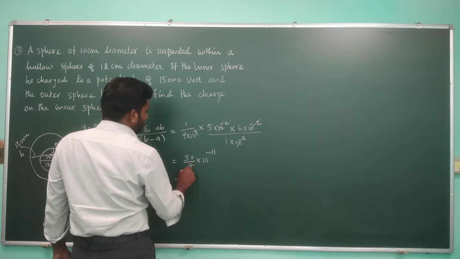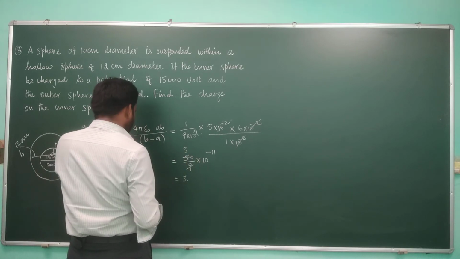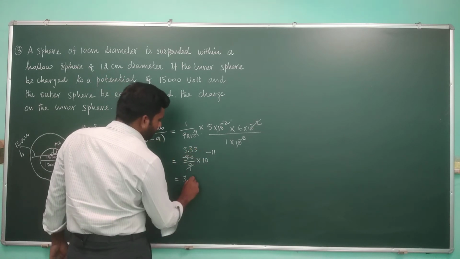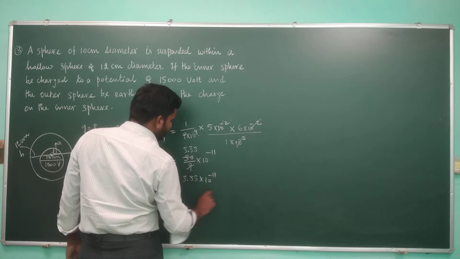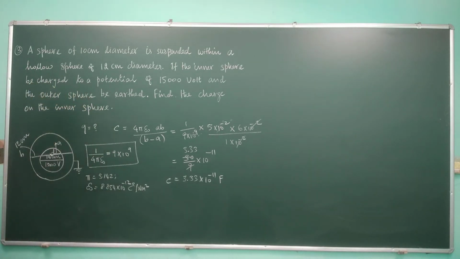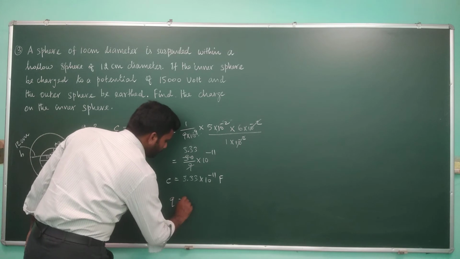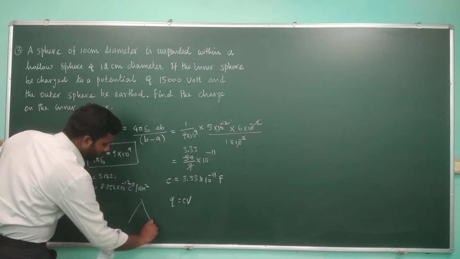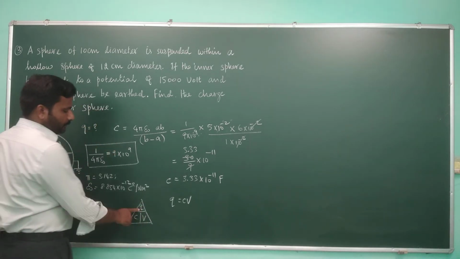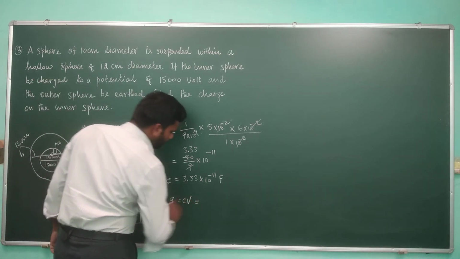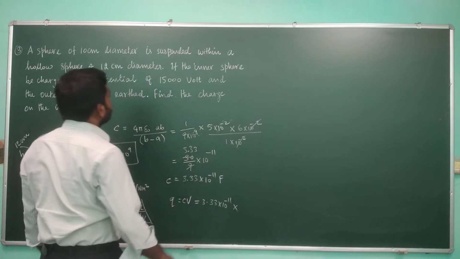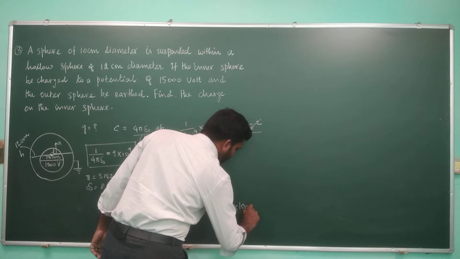3 times 9 is 27, remaining 3, 30, it will be like this, 3.33 into 10 power minus 11 farad will be the capacitance. But what we want is the charge. Q is equal to CV. How did we identify that? From the quest of curriculum vitae and triangle that we have studied, right? So Q is equal to CV. C that we have calculated, 3.3 into 10 power minus 11 multiplied by V, which is 15,000.